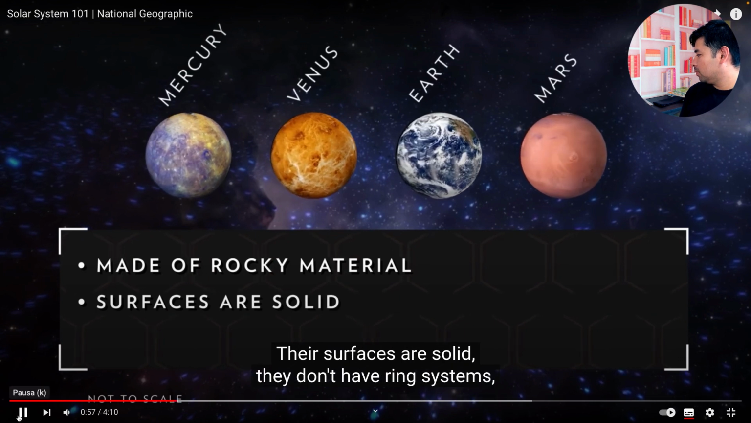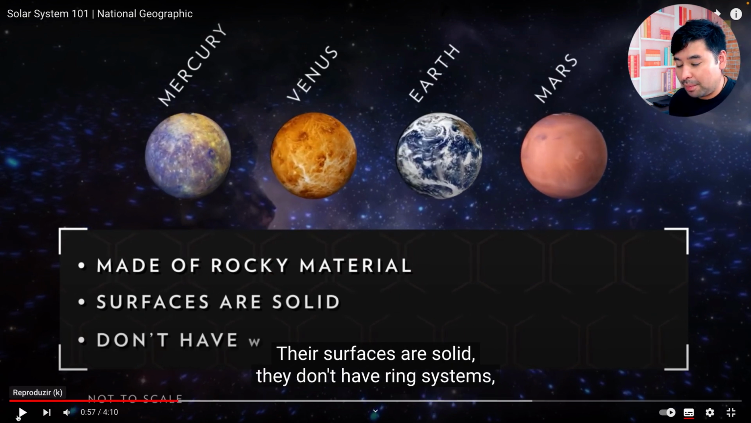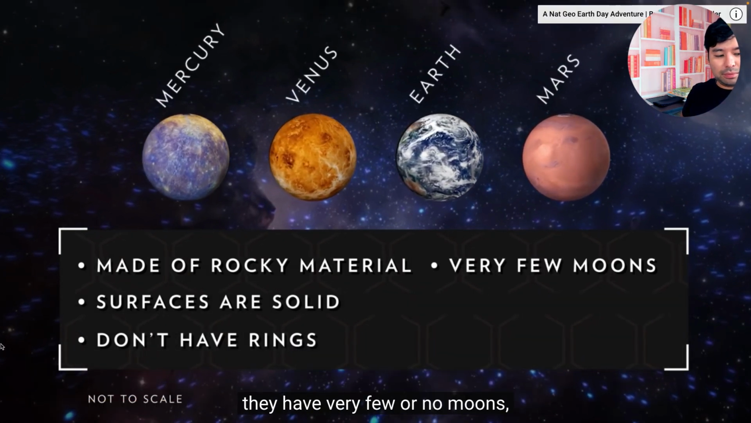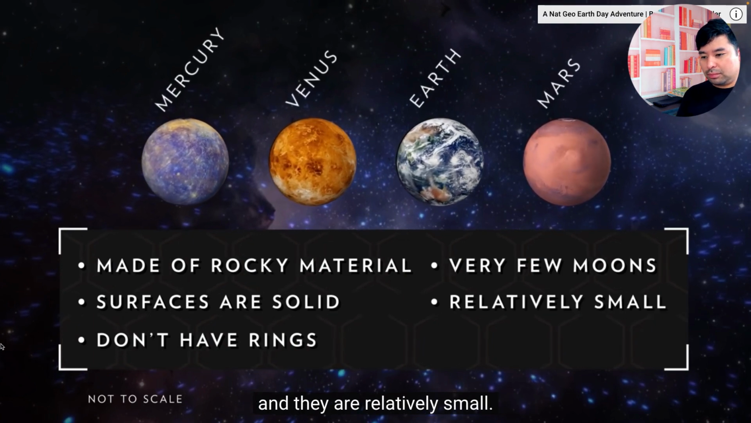Their surfaces are solid. Listen to that. Mercury, Venus, Earth, and Mars. That's the name. They don't have ring systems, they have very few or no moons, and they are relatively small.